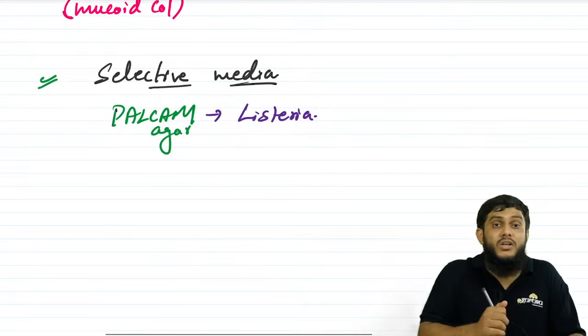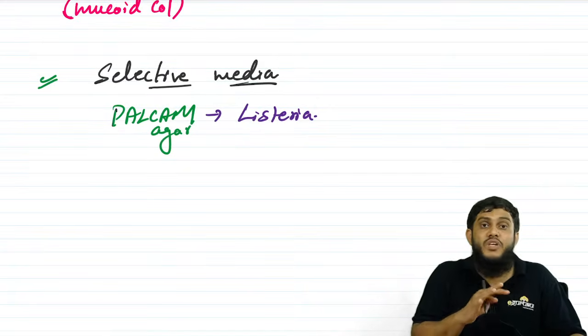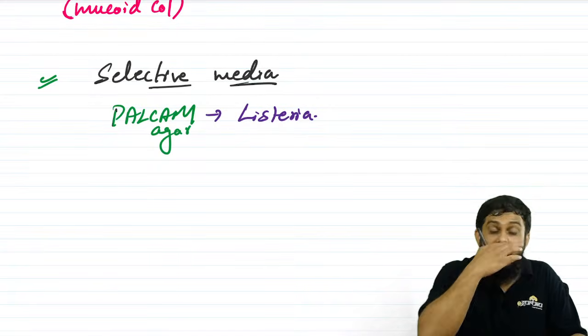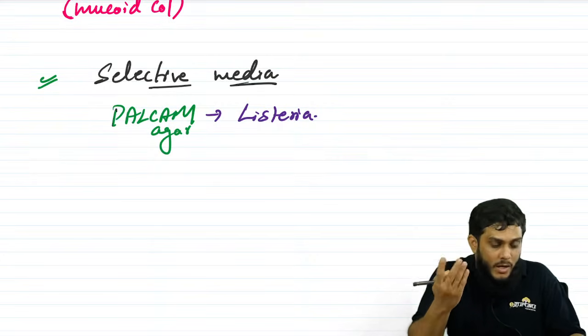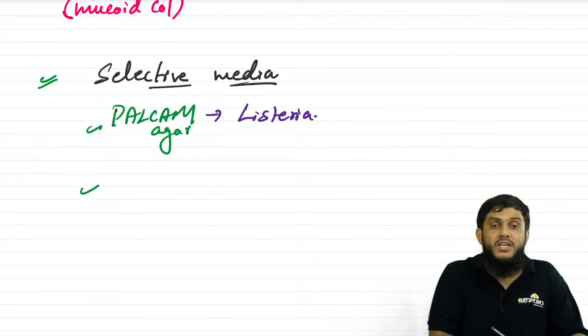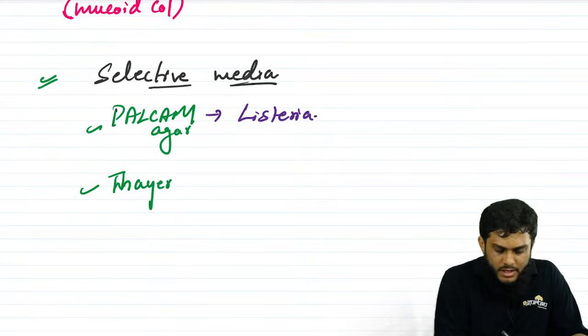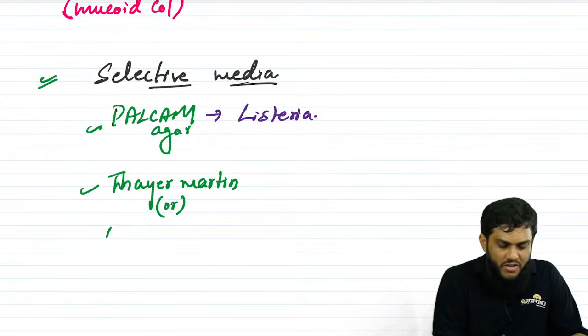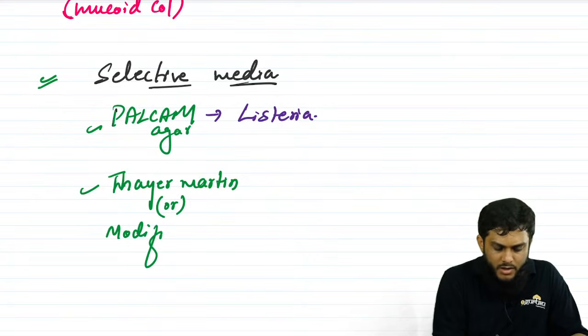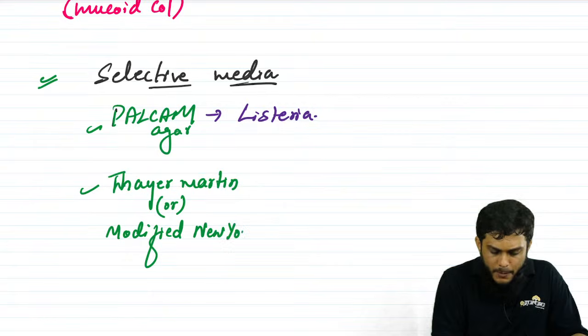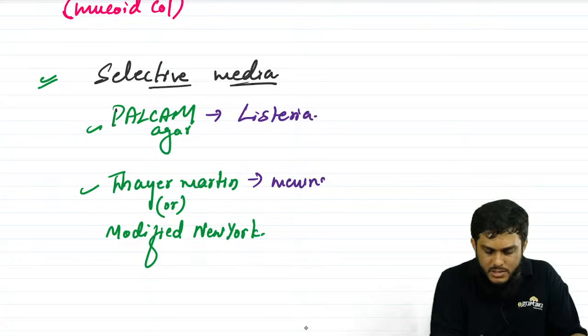If you talk about gram-negative, E. coli and Klebsiella, again there is no selective media. We grow them on blood agar and MacConkey agar. But the selective media for meningococcus is Thayer-Martin medium, or we can use modified New York medium. These are the two selective media for Neisseria meningitidis, that is meningococcus.